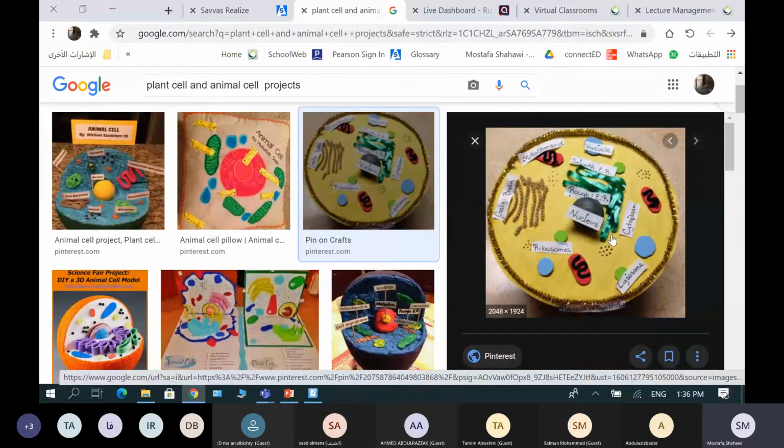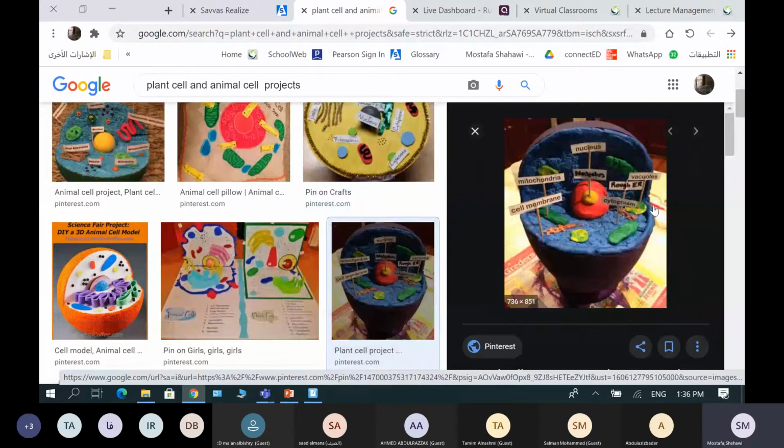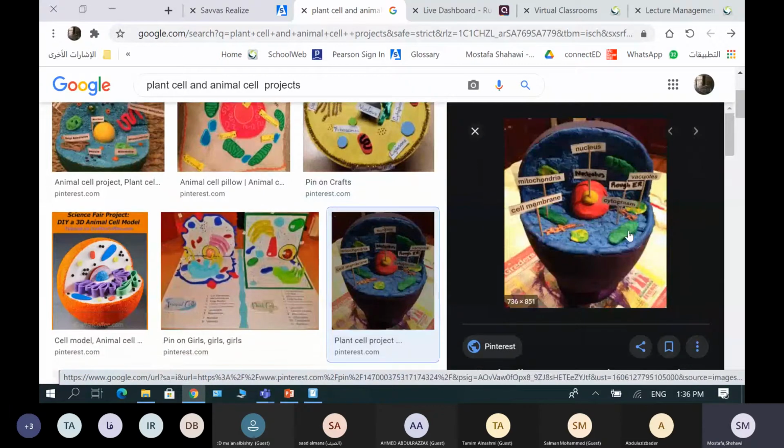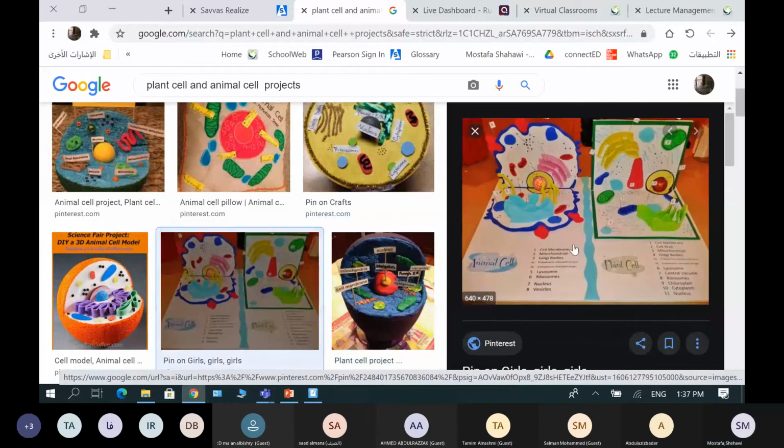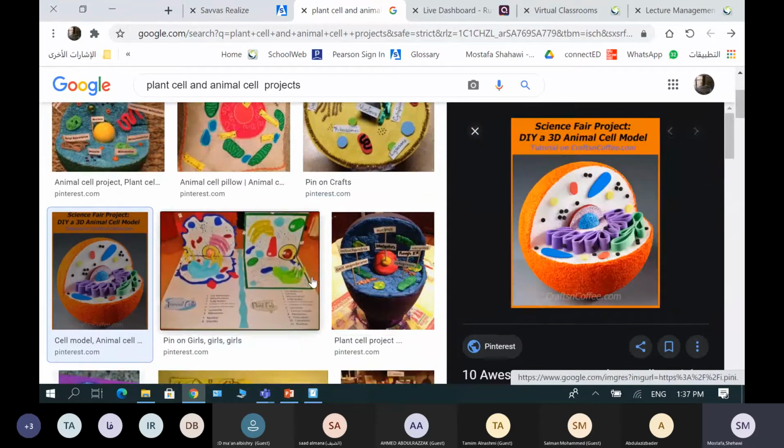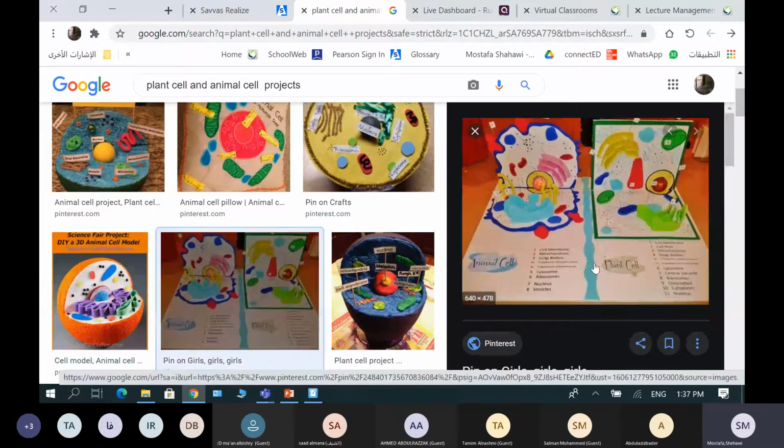You will bring something like half a ball from foam and start to paint it, color it, and add a nucleus, add ribosomes, or you can do something like this. Whatever you do, I want you to do something like this. So you will search the web and find a lot of different projects. You can imitate one of them, or you can do your own, and use your imagination and love and passion. Don't do something that you won't finish.